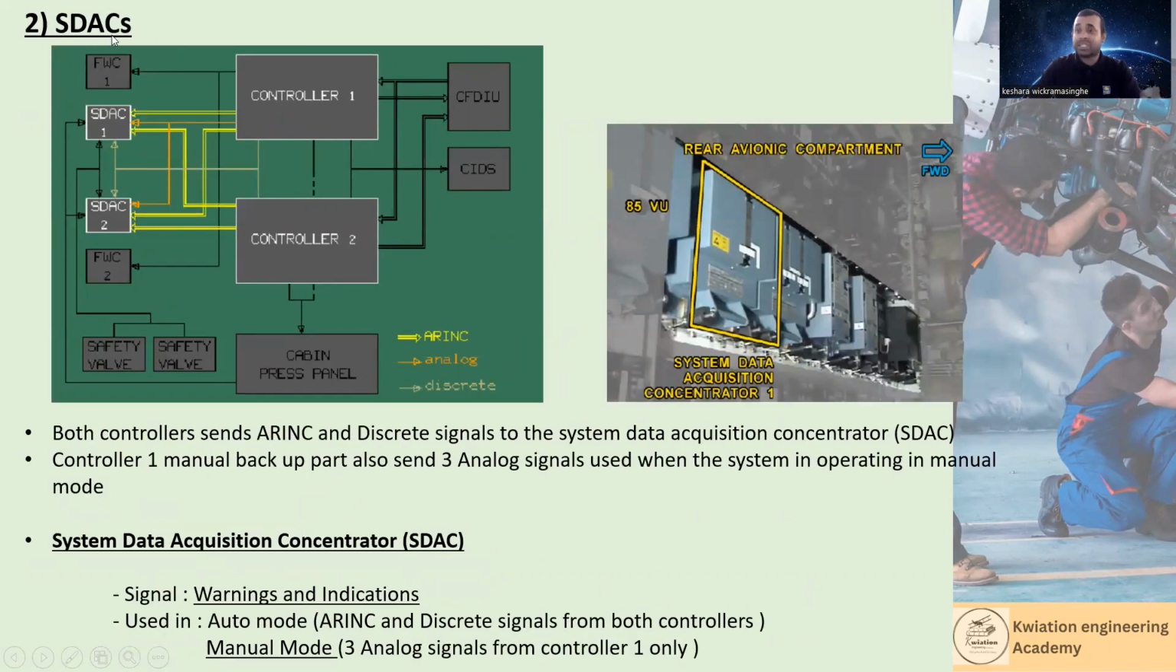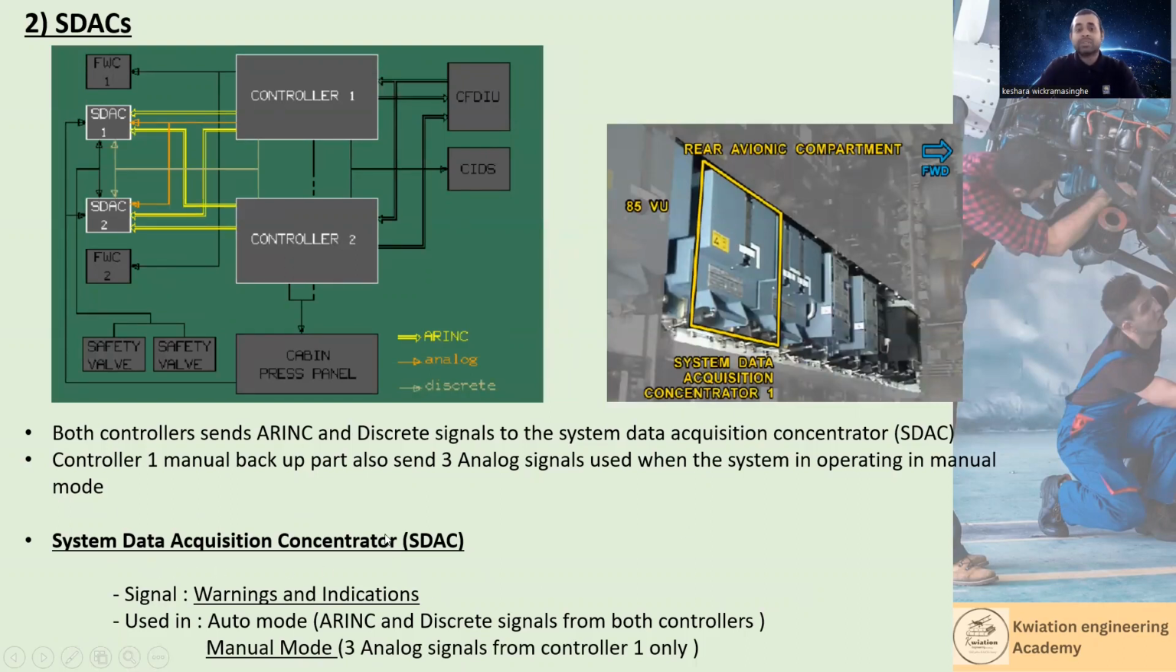SDAC means system data acquisition concentrator. You can see there are 2 SDACs. Both controllers send ARINC signals, here in yellow, and discrete signals to the system data acquisition concentrator, SDAC. Controller 1 manual backup part also sends 3 analog signals, used when the system is operating in manual mode. The SDAC is also situated in the rear avionics compartment.